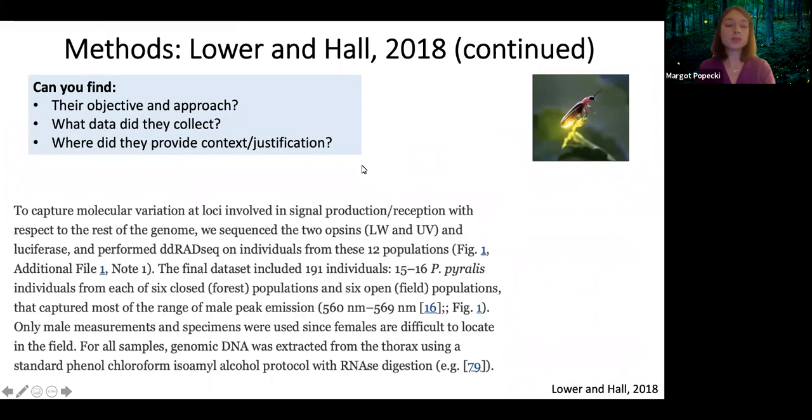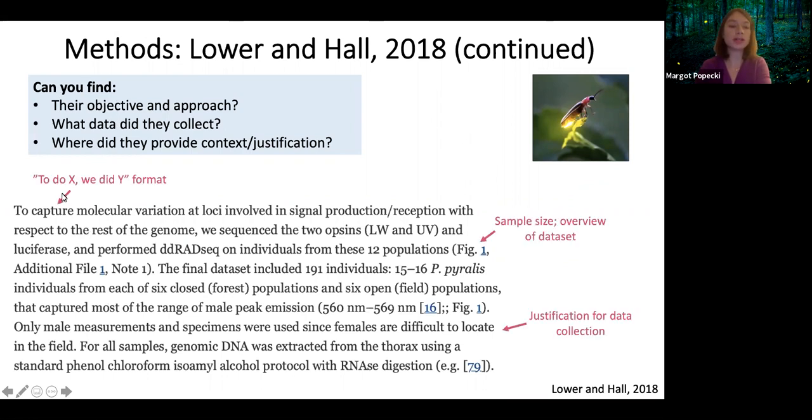So normally this would be an interactive activity, but I will walk you through it. So we read this excerpt to ourselves and tried to identify where we could find this information. So using the to do X, we did Y format, we're able to find their objective and approach. So we know what we're about to read, that they did a really great job of framing that. So now we can kind of get an idea of the sample size, what data they collected. So you can see that all right here.